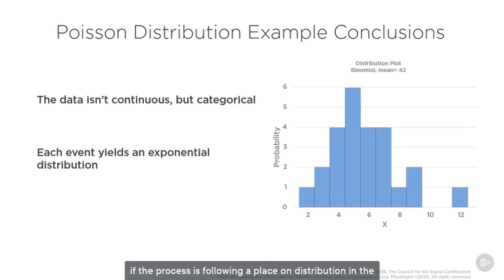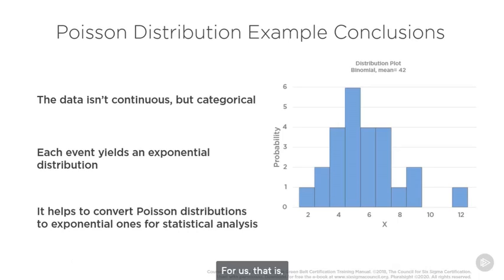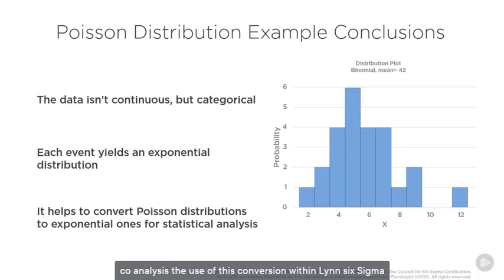However, if the process is following a Poisson distribution, then the time between each event in the process, when looked at continuously, yields an exponential distribution. Understanding this relationship can help Lean Six Sigma teams convert Poisson distributions to exponential distributions when necessary for statistical analysis. The use of this conversion within a Lean Six Sigma environment is not likely to be common for most teams, but could be useful in special applications.